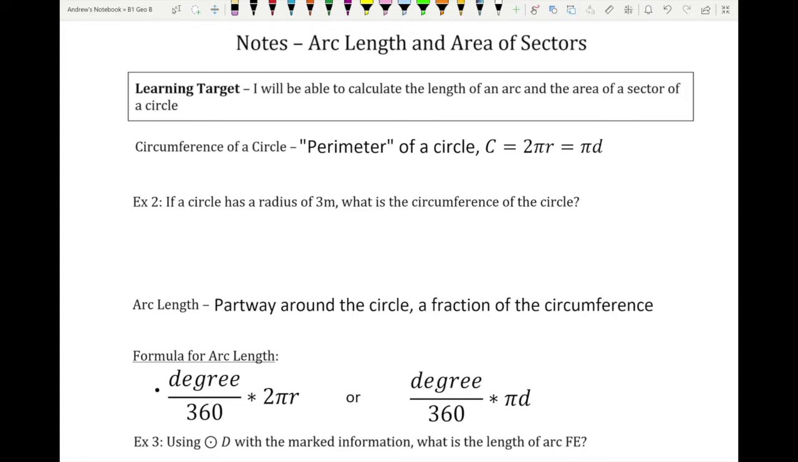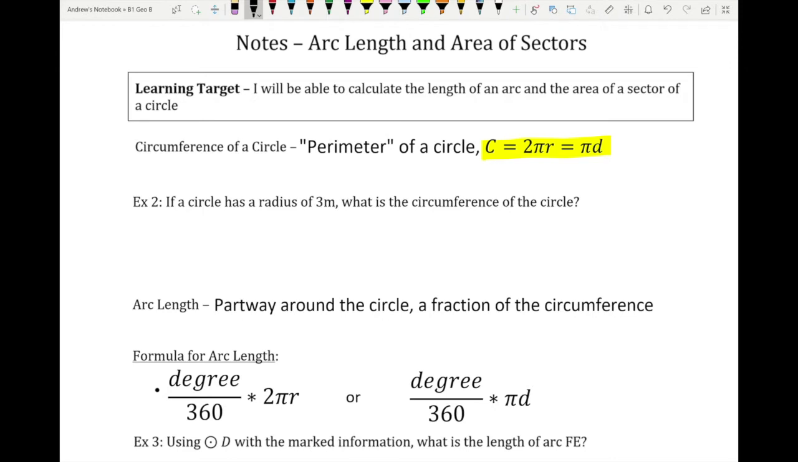The last couple of days, you've learned about the circumference of a circle, which is basically like the perimeter. When we're finding the circumference of a circle, we can use one of these two formulas, right? The circumference is equal to 2 times pi times the radius r, or the circumference is also equal to pi times d, the diameter. So we're just going to jump in.